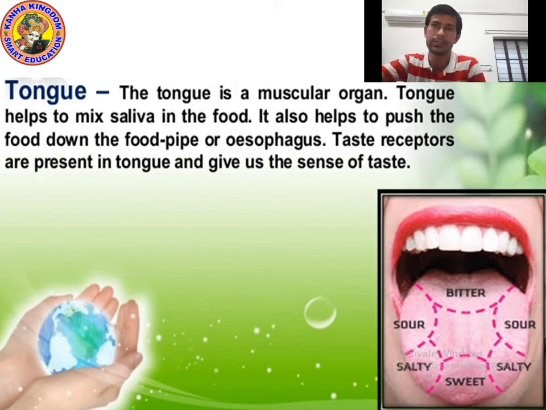Okay kids, let's go through the tongue. We know that the tongue is a muscular organ. Yes, the tongue helps to mix saliva in the food. Suppose if we don't have a tongue, then what will happen? It will be very difficult for us to eat. It will be very difficult for saliva to mix. So the tongue helps us to mix saliva in the food.